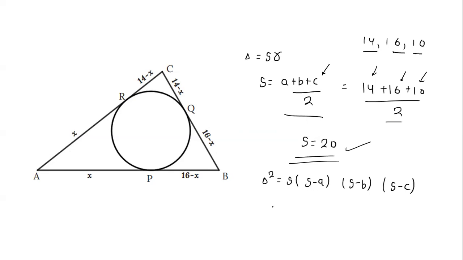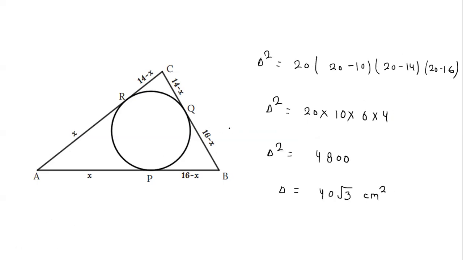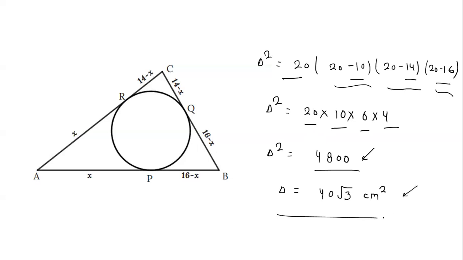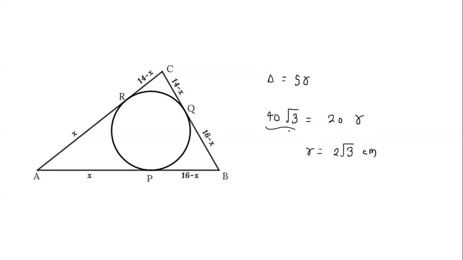After calculating the semi-perimeter, you know Heron's formula: delta squared is equal to s times (s minus a)(s minus b)(s minus c). Now we know the semi-perimeter, and one side is 10, one is 14, and one is 16. We put these values, and after simplifying it comes as 20, here 10, here 6, and here 4. If you multiply, it comes as 4800, and after taking the square root, the area of the triangle will be 40 root 3 centimeter square. Now we put the area of the triangle and the semi-perimeter, and we get the radius of the incircle as 2 root 3 centimeter.